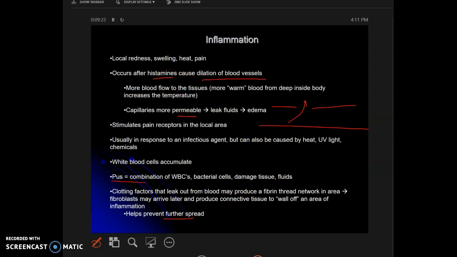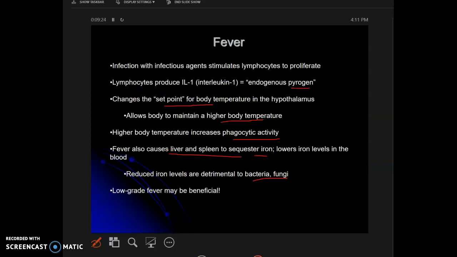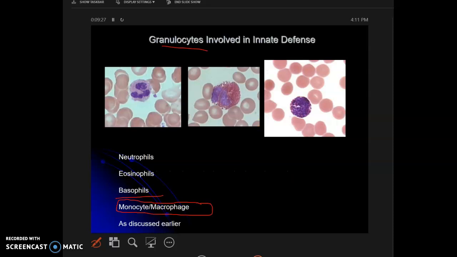All right. So with this, we come to the end of our presentation for innate defense. If there are questions or concerns, please come and see me.